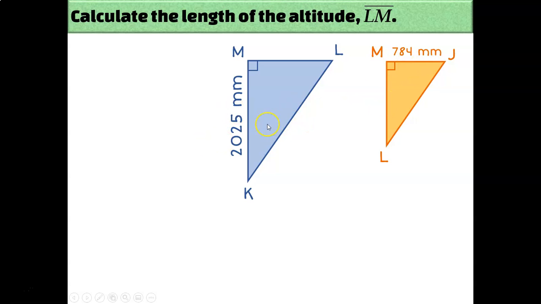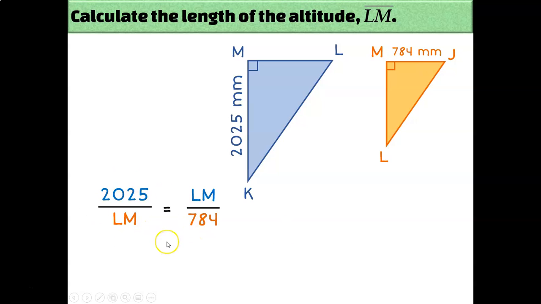I know the length of this long leg, so I'll write 2025, and I'll put that over the corresponding length on the other triangle, which is LM. So that's long leg over long leg. And I'll set that equal to, well, let's see, I know the short leg of the yellow triangle, so let's stay in the same order. Let's do LM on top, because we have to say blue on top and yellow on bottom, and put 784 on the bottom. So that's short leg over short leg.